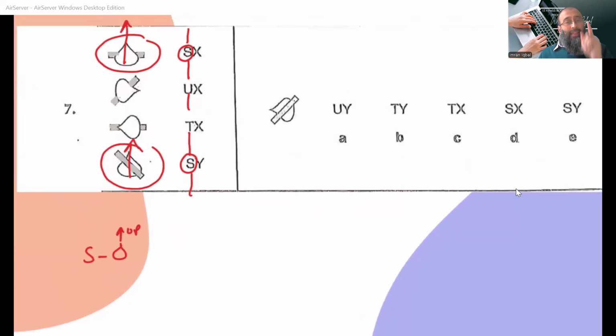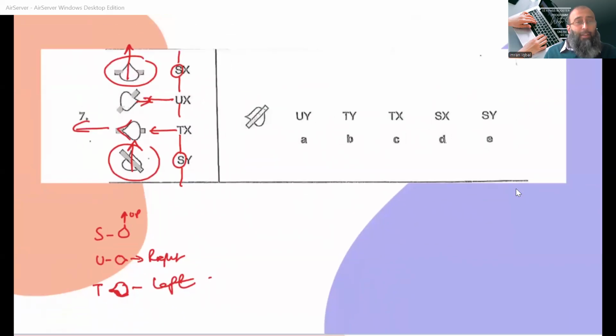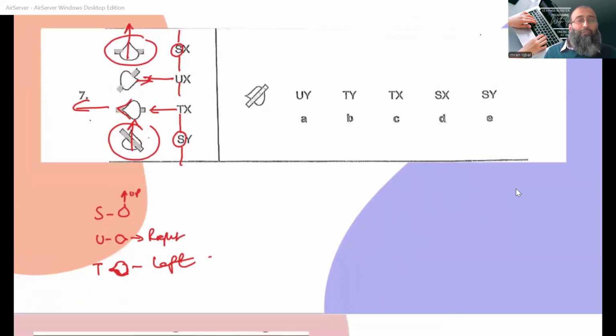If S stands for the water droplet facing up, then U must stand for the water droplet facing to the right, and T must stand for the water droplet facing to the left. That's how we code it. We look for what's common and then we deduce the rest. So the first letter is talking about the direction of that little water droplet.